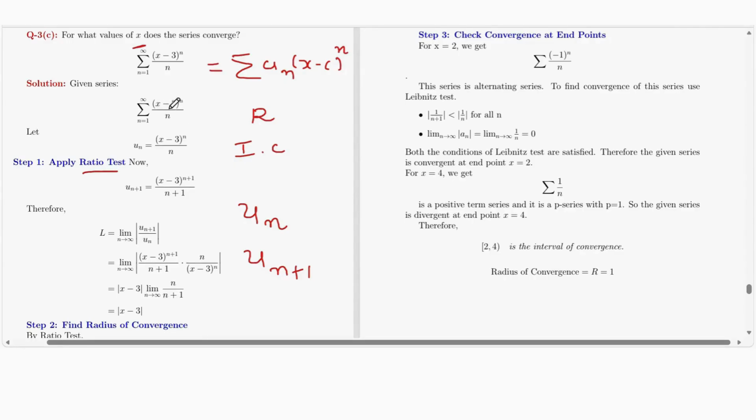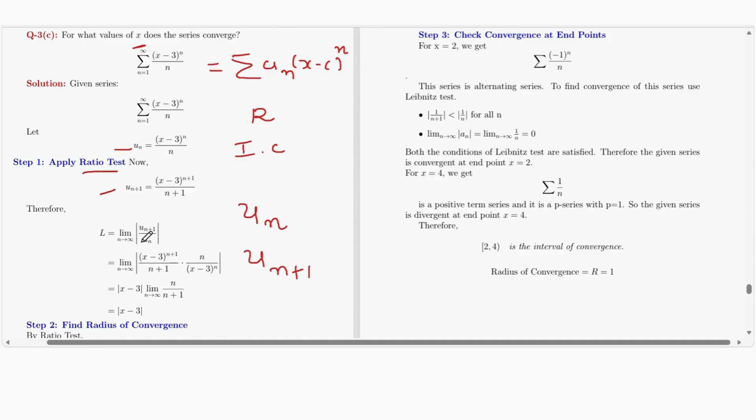So take this entire value: u_n is (x minus 3) raised to n upon n. Now for the ratio test, find the (n plus 1)th term. So u_(n+1) is equal to, where n is replaced by n plus 1, (x minus 3) raised to n plus 1 upon n plus 1. This is the nth term, and this is the (n plus 1)th term. Now use the condition of the ratio test: L is equal to the limit as n tends to infinity of mod u_(n+1) upon u_n.